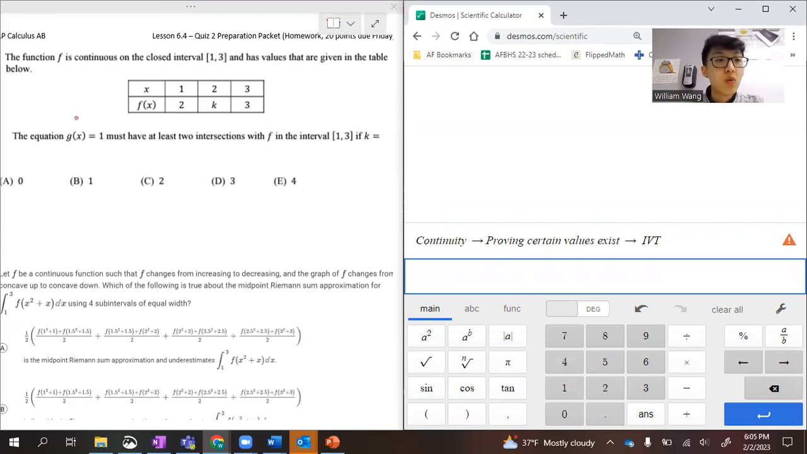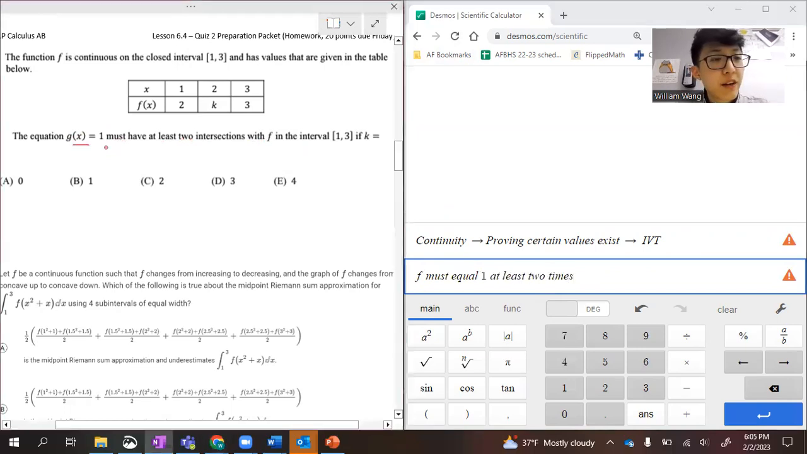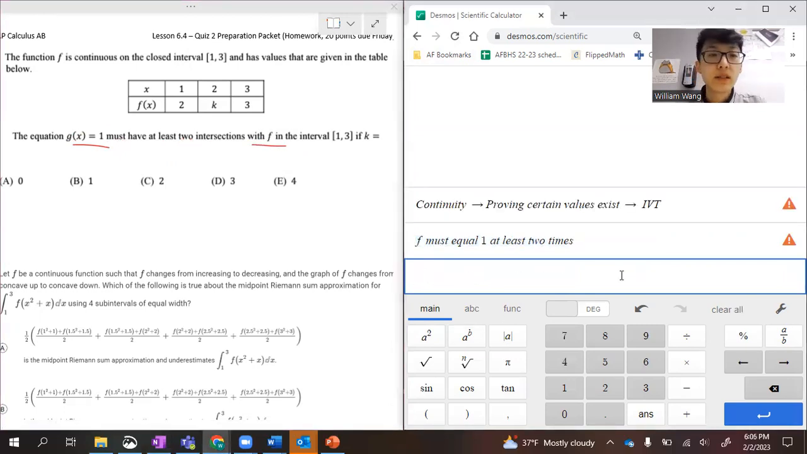All right. What am I trying to prove exists? Well, I'm trying to prove that g of x equals 1 has at least 2 intersections with f, right? So basically, f has to cross 1 at least 2 times. So f must equal 1 at least 2 times. Right, that's the whole point. If g of x is equal to 1 and f is intersecting with it, then f has to equal 1 at least 2 times. All right. Well, what value here would make f equal 1 at least 2 times? Well, let's think about that.